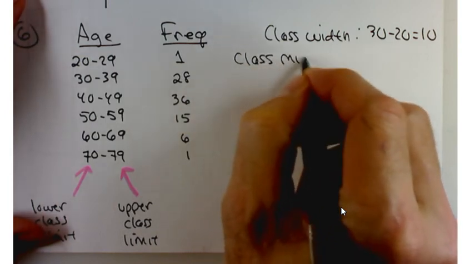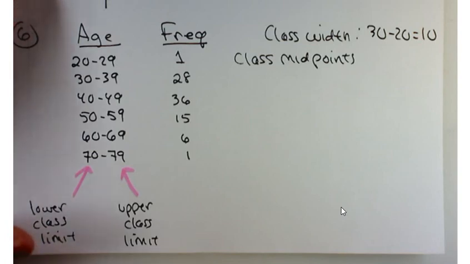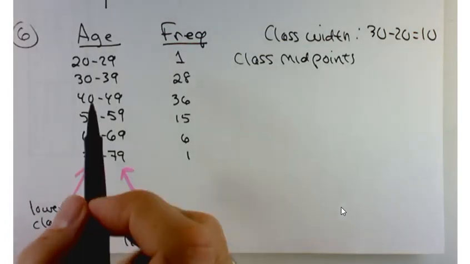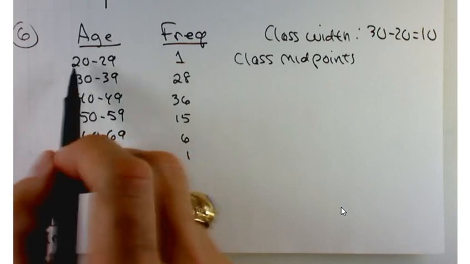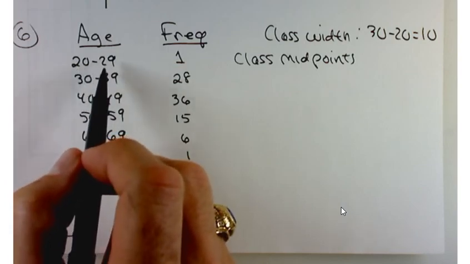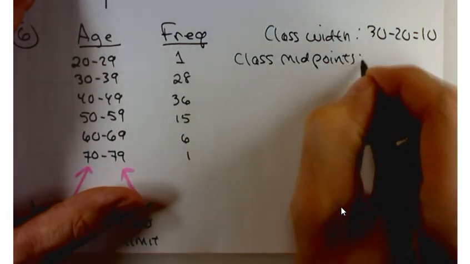Now, I'm not really comfortable or fond of this, but let's go on to the class midpoints. If you had to represent each class with just one number, you'd probably pick the midpoint. And what's in the middle of this is the average of these two. So 20 plus 29 divided by 2, 49 divided by 2, is 24.5.